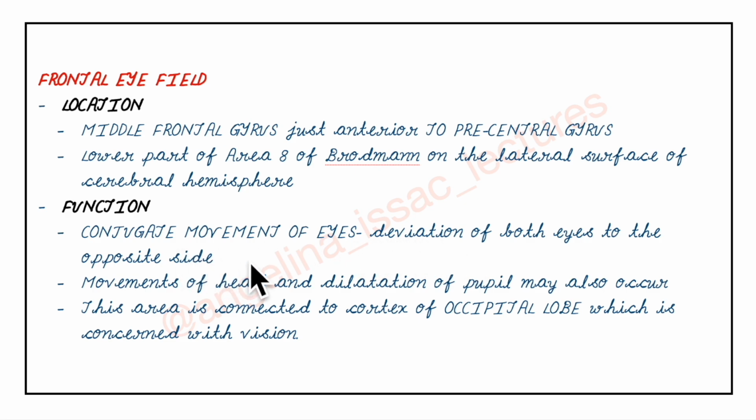Like when we look at the left, both our eyes together move to the left side, and when we look at the right, both our eyes together move to the right side. So that is called the conjugate movement of the eyes. And movement of the head and dilatation of the pupil may also occur, and this area is connected to the cortex of the occipital lobe, which is concerned with vision.